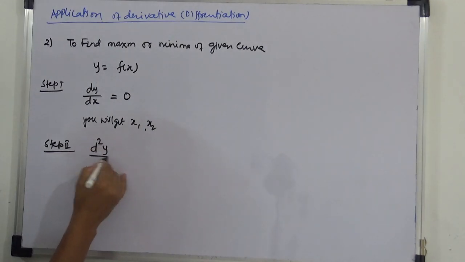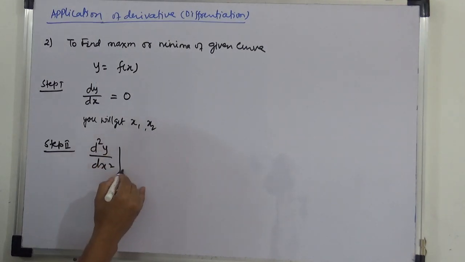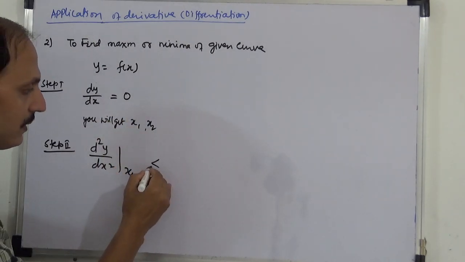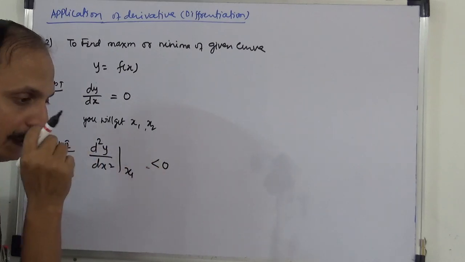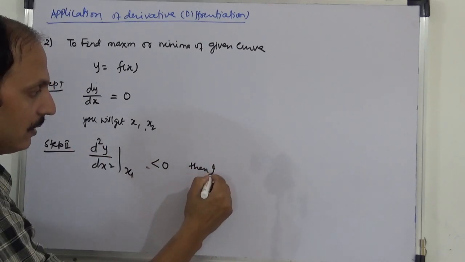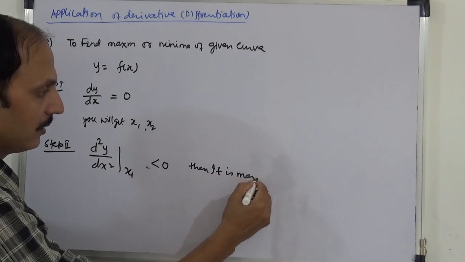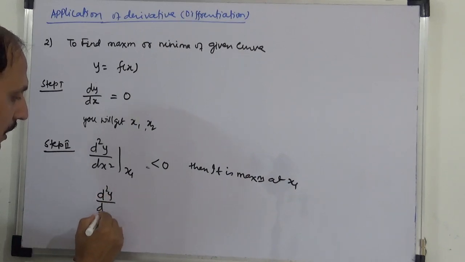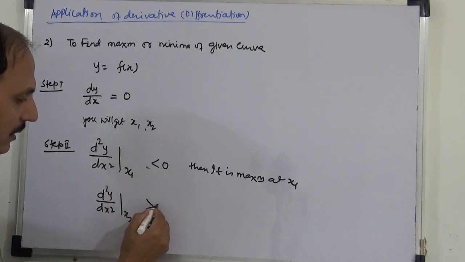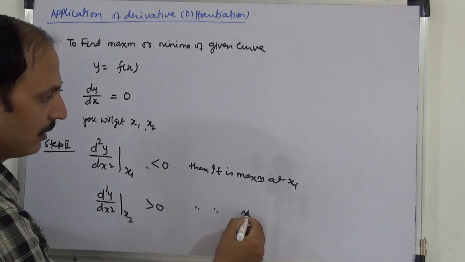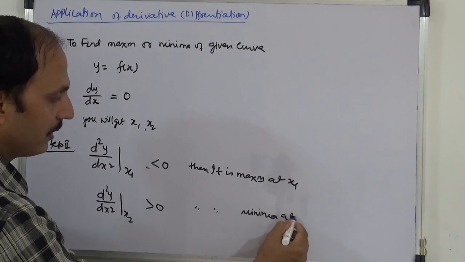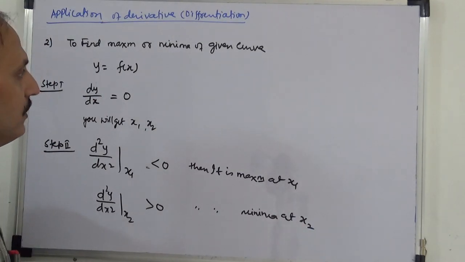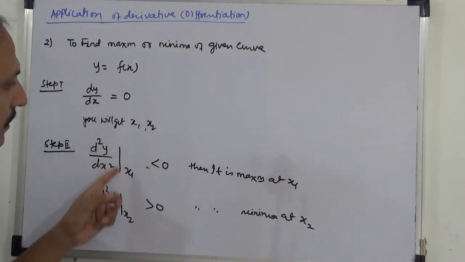Step 2, again find the double derivative d2y by dx2 and put there x1, the point for which dy by dx is 0. If this comes less than 0, then it is maxima at x1. If d2y by dx2 at x2 is greater than 0, then it will be minima at x2. So this is the procedure.